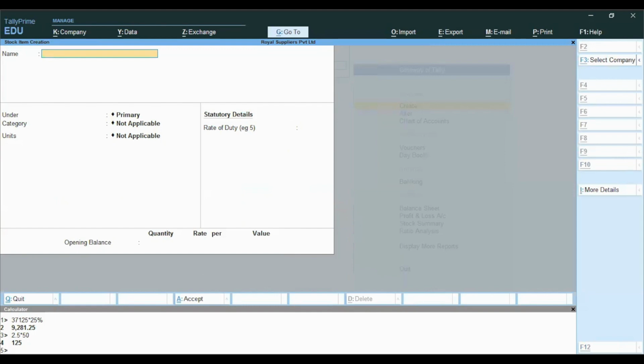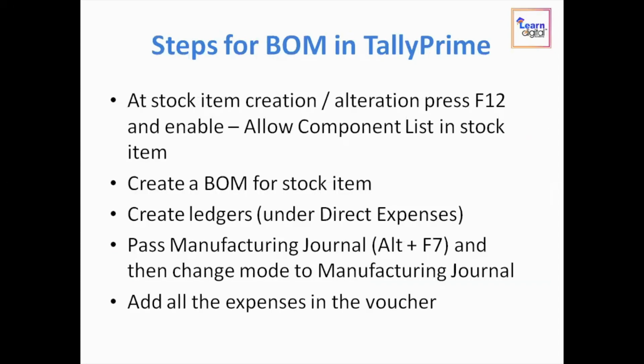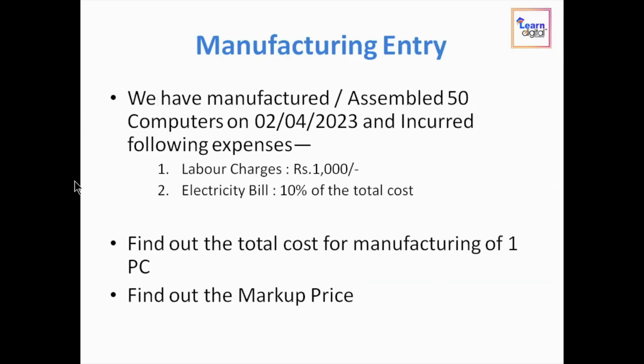So this is how we have configured our finished products. Next, we need to create different ledgers for direct expenses. So whatever types of expenses those are, we will create them. Okay. So we have the question.